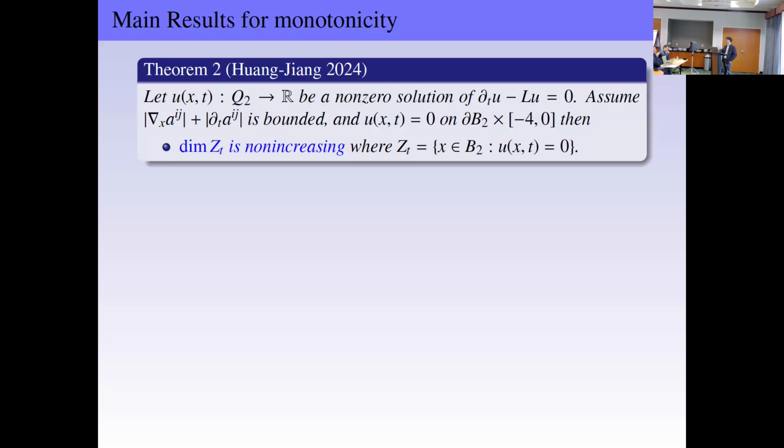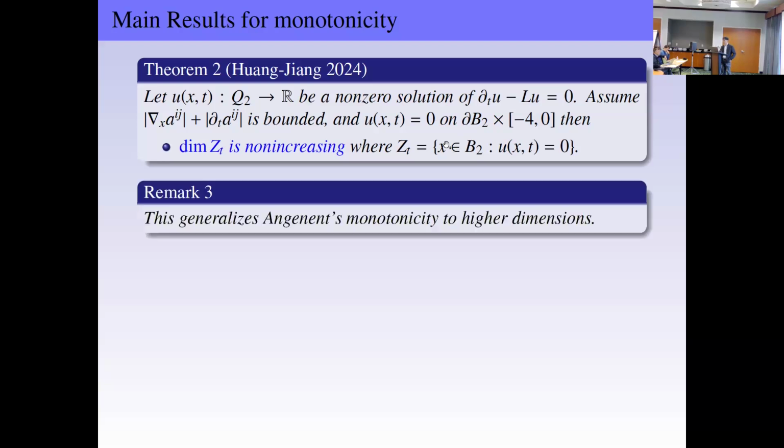Here the nodal set is the set of points in the interior of the ball, but not on the boundary. Since the boundary value is already 0, if we consider the boundary, then the dimension is always n minus 1. Nothing to prove. So the nodal set is in the interior. This result generalizes Almgren's monotonicity to higher dimension. Since we already saw that in higher dimension it's not possible to expect the measure to be non-increasing, but we can prove that the dimension is not increasing.